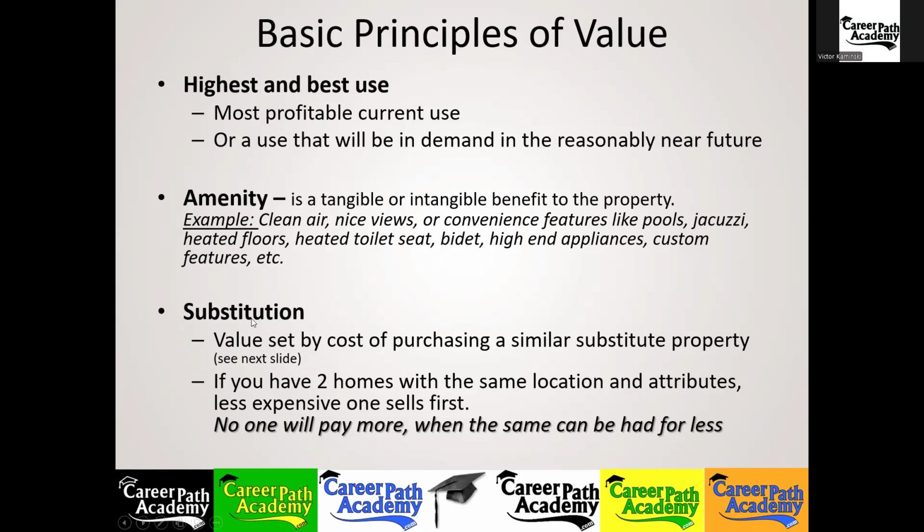Now, the theory of substitution says that the value is set by the cost of purchasing a similar substitute property. So basically, if you have two homes with the same location and attributes, the less expensive one sells first. Why? Because nobody will pay more if the same can be had for less.